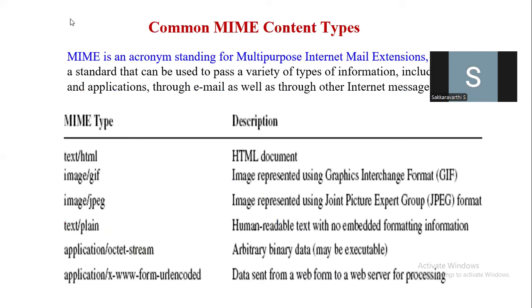Then the commonly used MIME types. MIME stands for Multipurpose Internet Mail Extension, which is a standard that can be used to pass a variety of types of information. That may be text, image, audio, video or animation. We can use specific MIME types: text/html for HTML documents, image/gif for representing GIF format images, image/jpeg means images saved using the JPEG file format. Then text/plain, applications, etc.